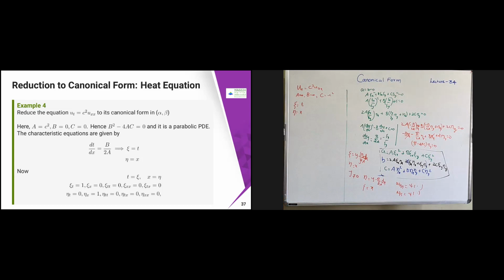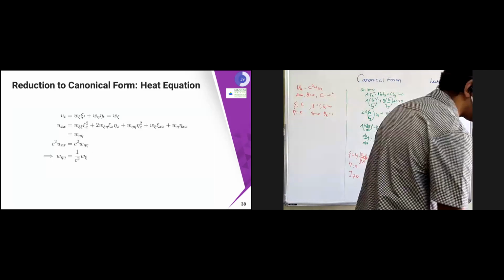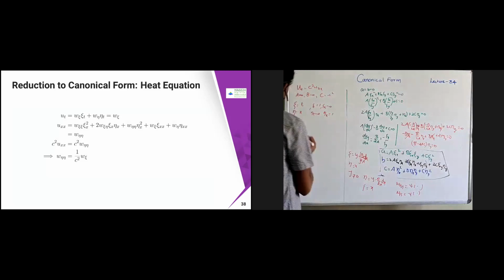Then what is your problem? You have to find your chi_t etc. So chi_t is going to become 1 and chi_x is going to become 0. The rest of them are 0. Eta_t is going to become 0 and eta_x is going to become 1, the rest are 0. Now if I substitute, u_t is going to become w_chi chi_t, so that is going to be 1.